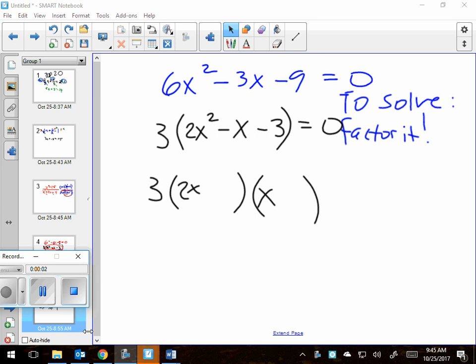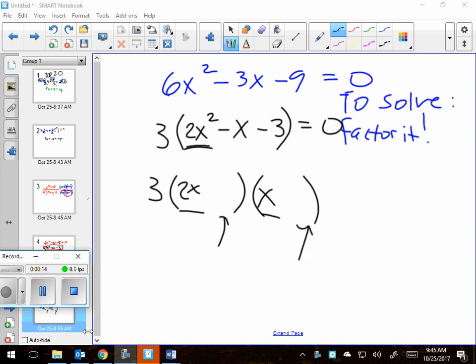Okay, we're looking at something that's in standard form, and we are putting it into factored form. So far I have got the 3 factored out, and I know it's got to be 2x and x to make my 2x squared. These two numbers are always then just torture.